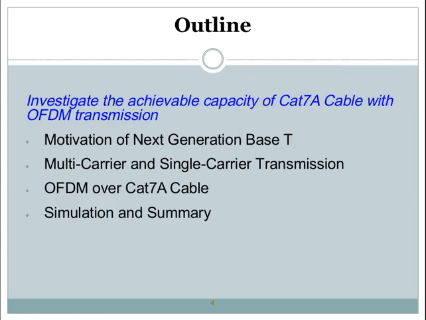This is the outline of today's talk. We have some introduction on the background and the challenge in the next generation BASE-T, or the next generation Ethernet over copper cable. Then we compare the multi-carrier and single-carrier transmission schemes. Then we introduce how we adopt the OFDM transmission scheme over the Cat7a cable, and the simulation result and the summary are given at the end of the talk.